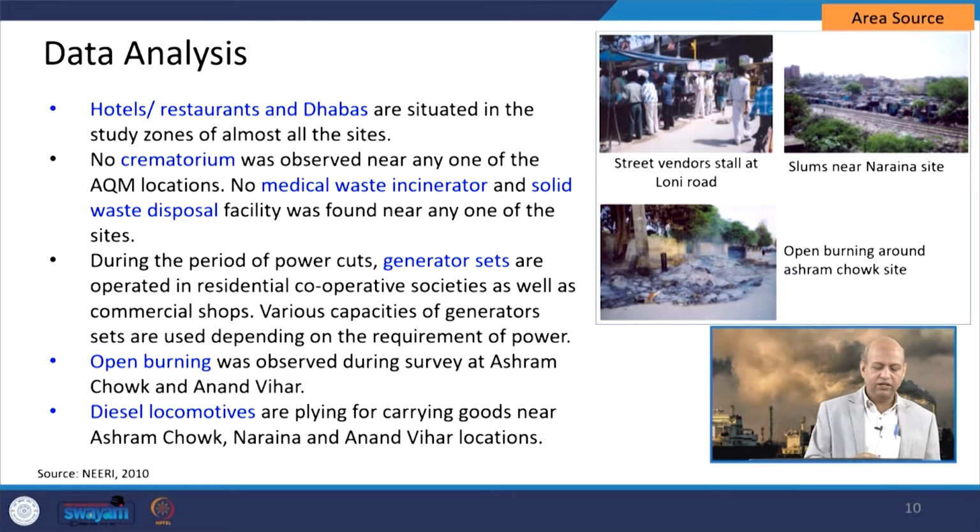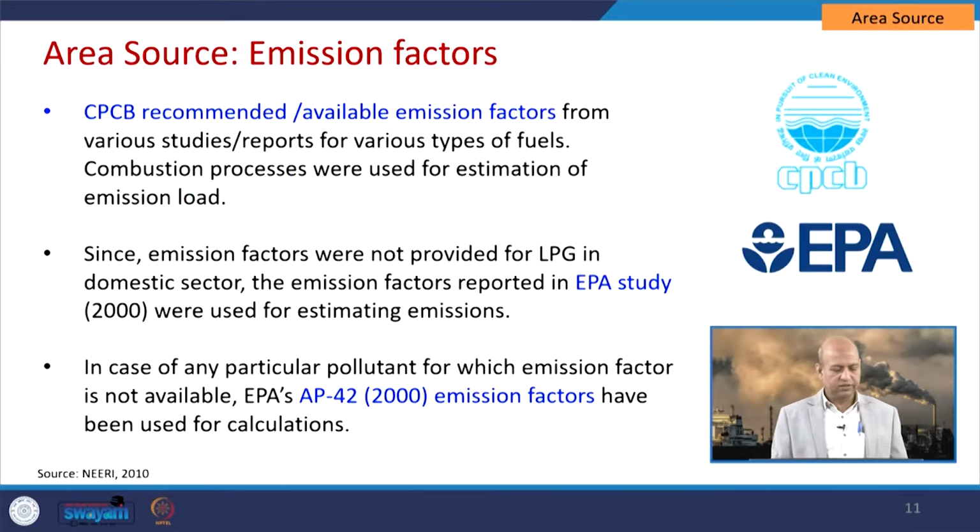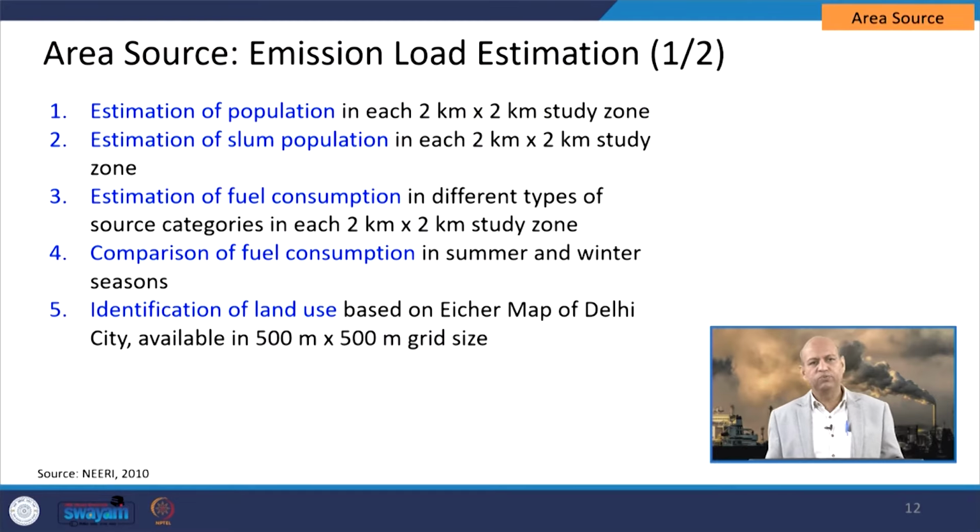Well, as I said, hotels or open burning, diesel locomotives which were plying to carry goods between Ashram Chowk, Narayana, Anand Vihar locations, they have also been considered. Well, so emission factors, as I said, the Central Pollution Control Board, CPCB, has recommended emission factors for various activities. So, whatever emission factors were available from CPCB, those have been taken. Otherwise, EPA's AP 42 2000 emission factors compilation is there for different sources and activities. Those have been taken wherever indigenous data were not available for emission factors.